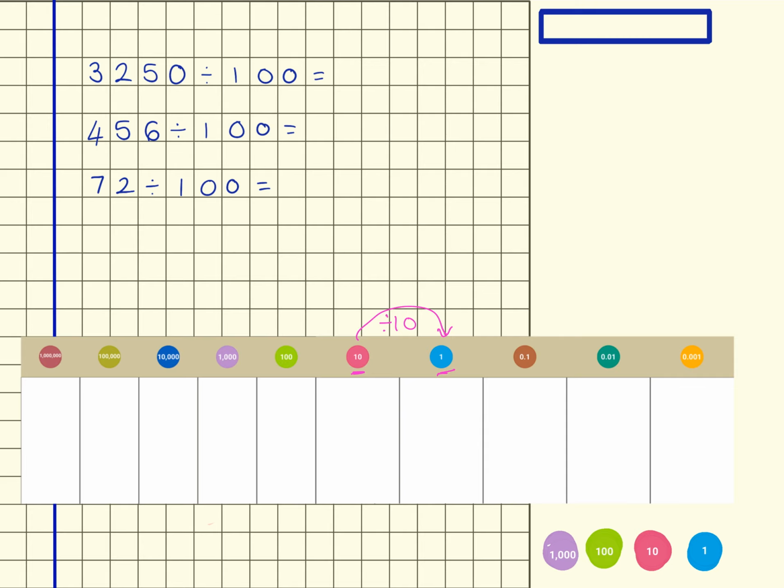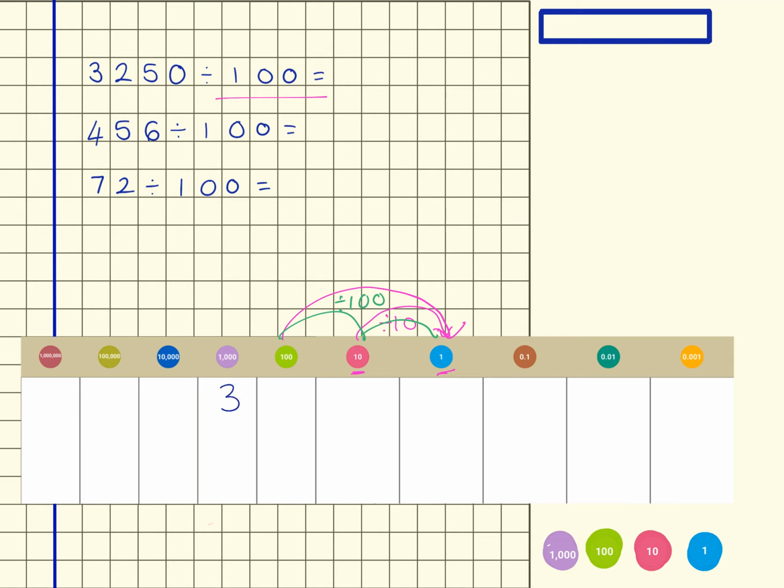And however, if I was to take 100 and divide it by 100, for example, I would end up with 1. So when I divide by 100, I'm actually moving two place value columns. So there's 1 and then 2. So I'm going to apply that up here.